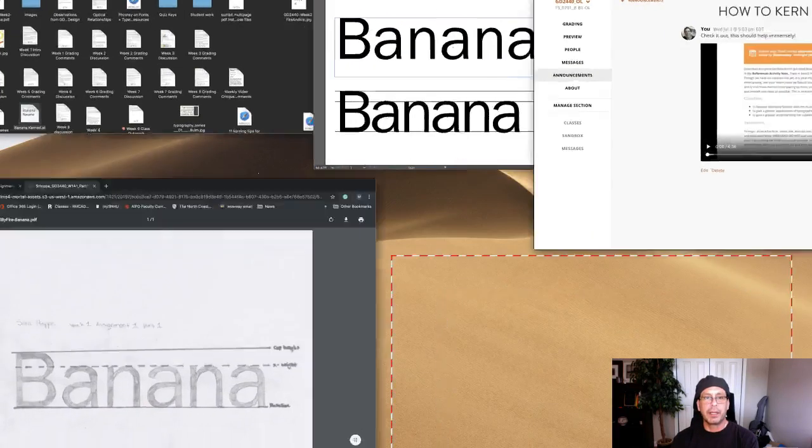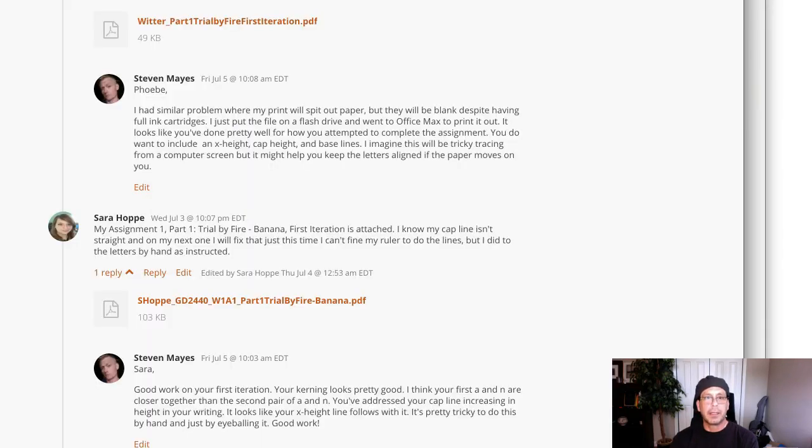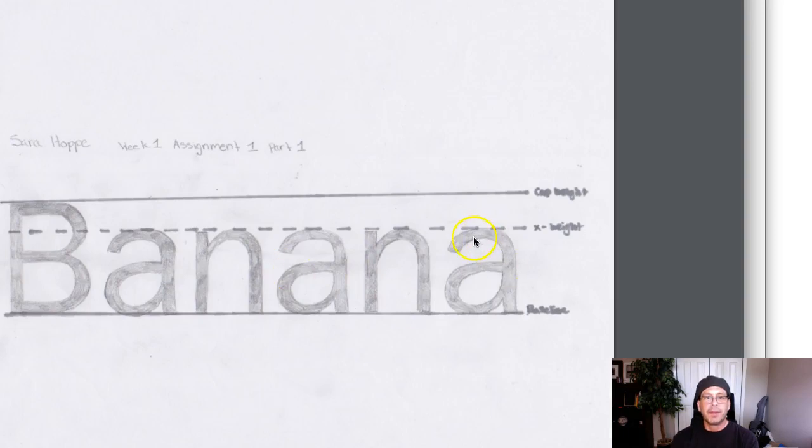The first thing I notice is, first of all, good job marking the baseline and the cap line, but this is not called X height. This X height is the height of the lowercase letters associated with any given typeface. However, the line that connects those lowercase letters is called the mean line. So there is a difference between an X height and a mean line.